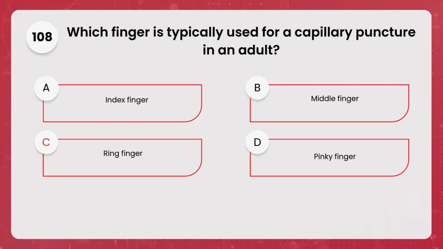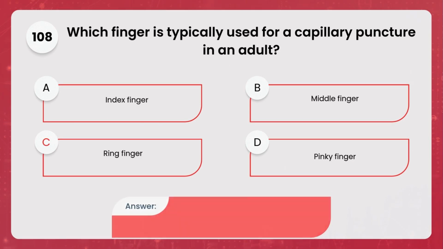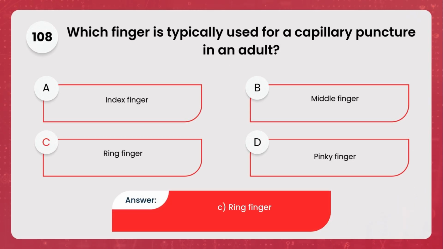Number 108. Which finger is typically used for capillary puncture in an adult? A. Index finger, B. Middle finger, C. Ring finger, or D. Pinky finger? The answer is C. Ring finger.